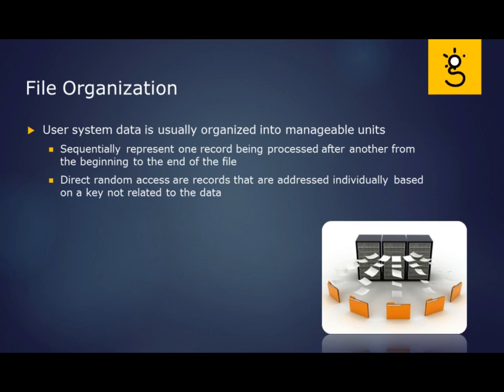It could also be direct random access. That means that the records are addressed individually based on a key and not related to the data itself. So now you're saying, well, what does that mean? Well, let's imagine you have a database server, and I want to look up all the customers in California. Well, I don't need to go to the top of the list and go one by one through that list. I can look at a key, the key in this case, California, and I can go right to those records and grab that information immediately. That'd be more of your direct random access.